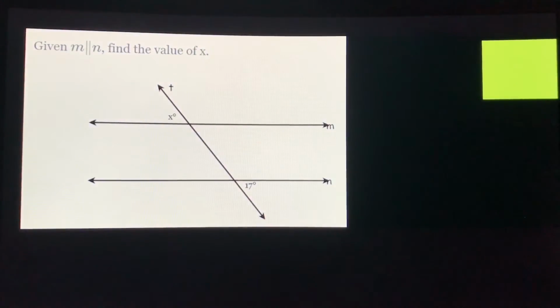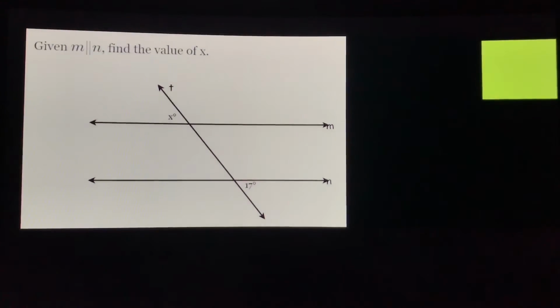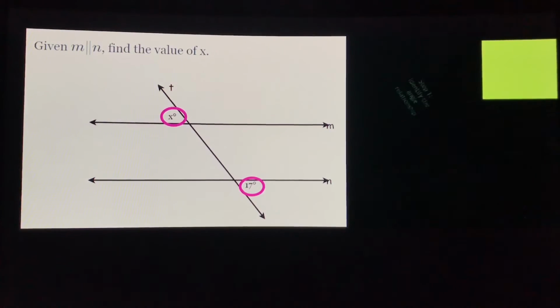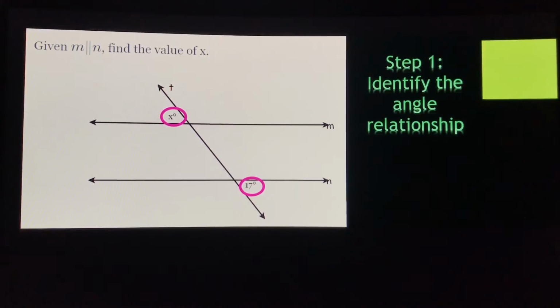All right, so what does this look like in action? Notice the problem. It says given M is parallel to N. That's exactly what that means. Find the value of X. Well, what do I know? What are they giving me? There's my X right there. It's at the top and to the left of my transversal. The only other thing I'm given is angle 17. And that's at the bottom to the right of my transversal. So what is my step 1? Well, identify the angle relationship.